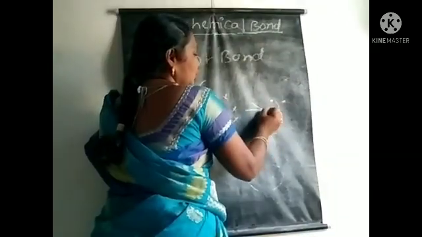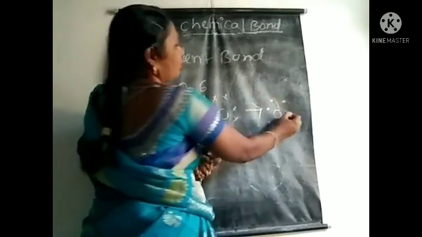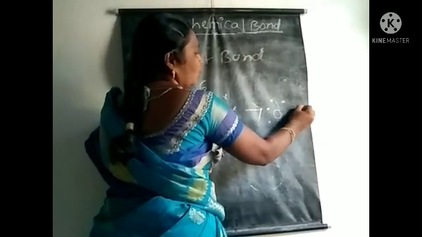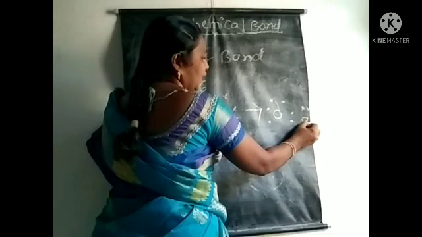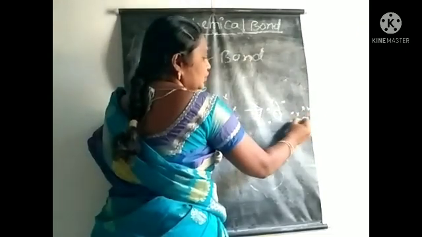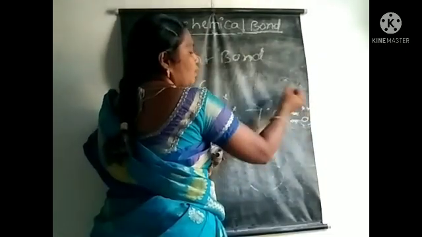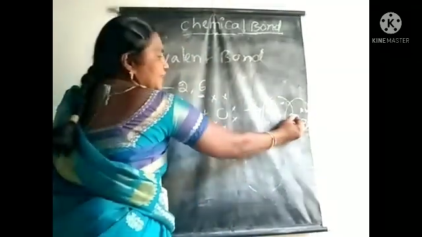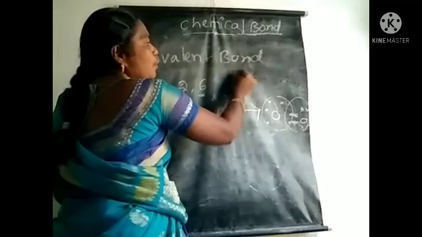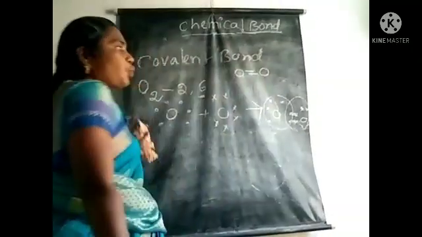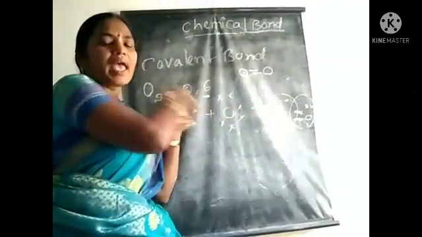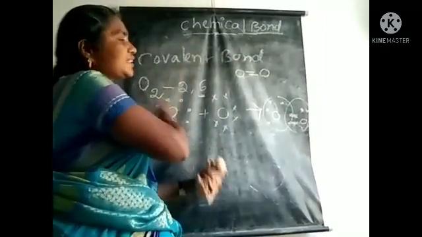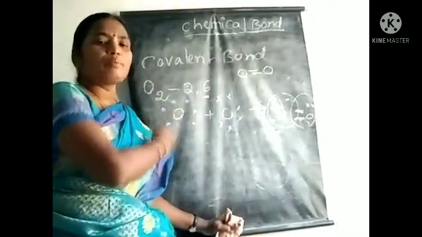Oxygen, 1, 2, 3, 4, 5, 6. Oxygen, 1, 2, 3, 4, 5, 6. Here a covalent bond takes place. Observe, a double bond takes place between the two oxygen atoms. This is an example of a covalent bond, the formation of the oxygen molecule.